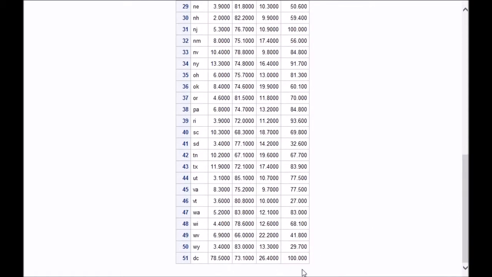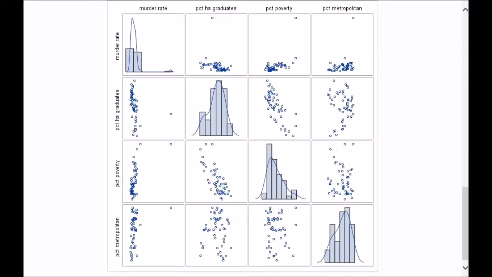Now notice that the District of Columbia has somewhat unusual values for these predictors. It is entirely metropolitan, it's really a city, and you see it has a very high murder rate relative to other states and so forth. And whenever you do a regression analysis, you'll probably want to do some initial exploratory graphical data analysis to get a sense of what's going on in the data, and we're going to do that with a scatter plot matrix. We'll see DC will jump out in that as well.